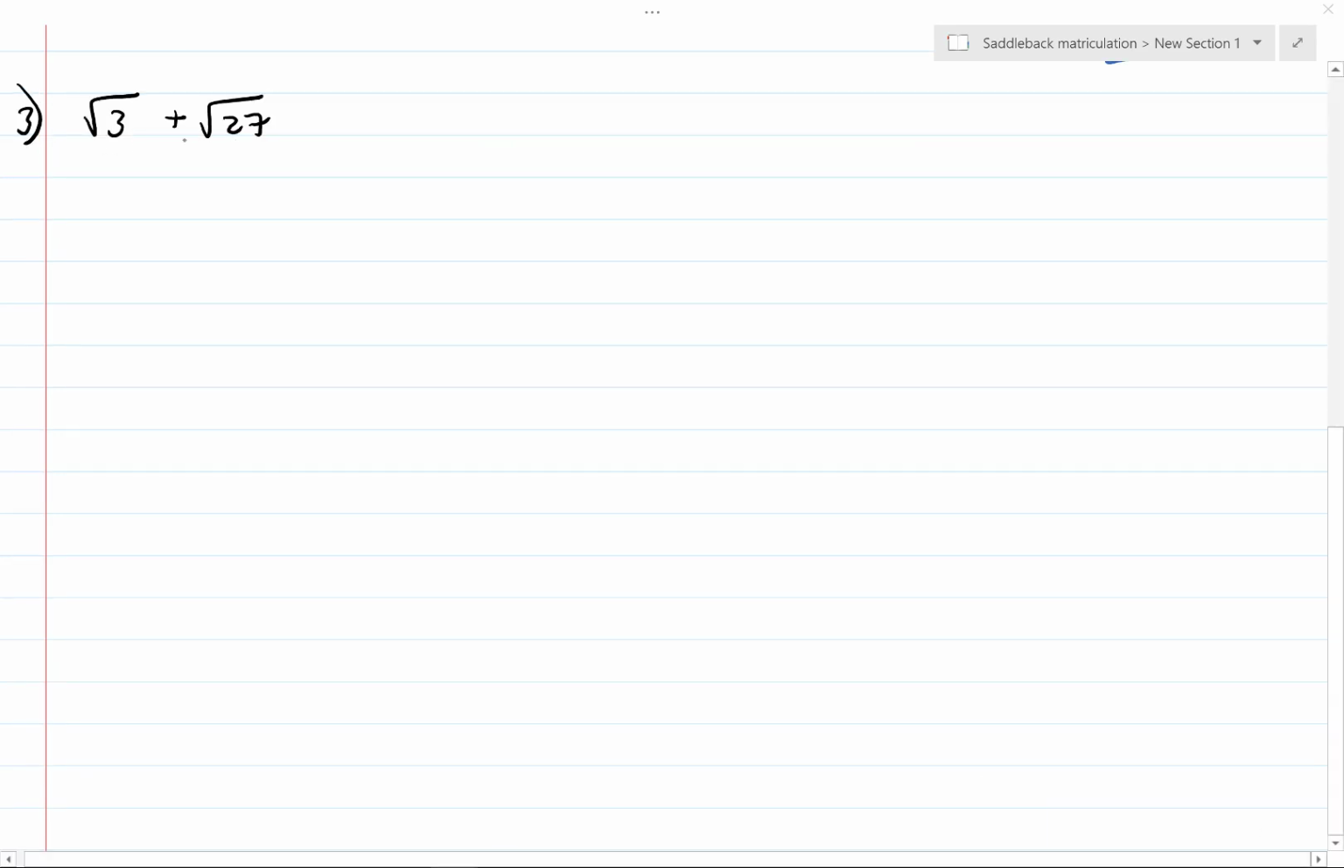Okay, so I'm not allowed to add radicals unless I have like terms. So like if I had 2 square roots of 5 plus 7 square roots of 5, I would have 9 square roots of 5. But if I had like a root 5 plus root 7, I can't do anything. That would be as good as it gets.